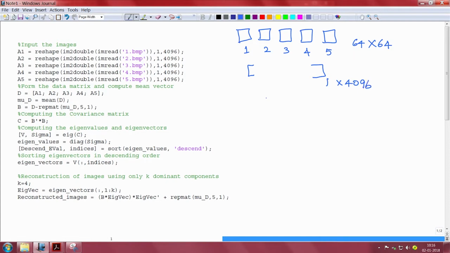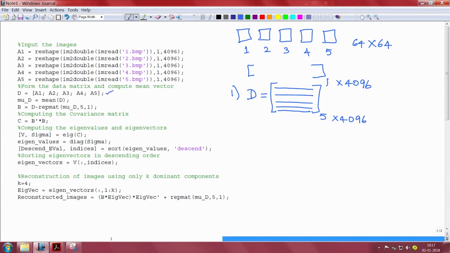The first step in KL transform is to create the data matrix D. So, in the data matrix D, we have each row corresponding to one of the input images. So, the dimension of the data matrix D will be 5 by 4096.